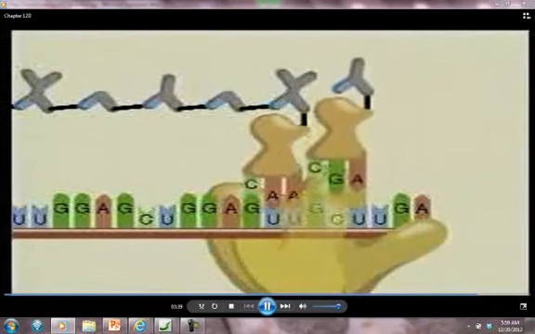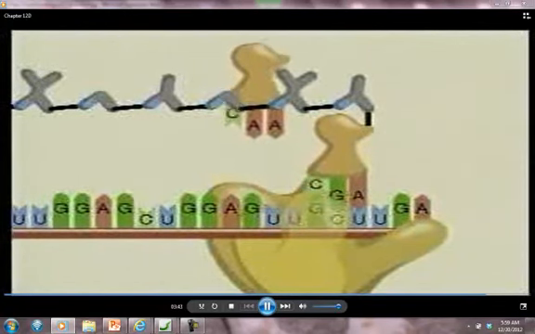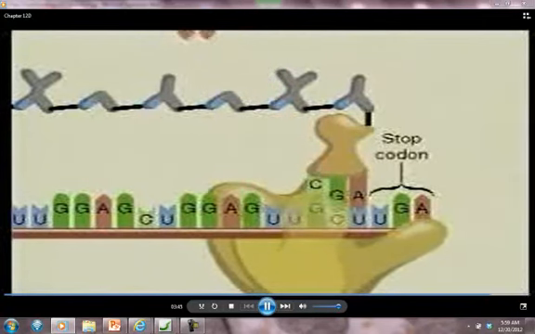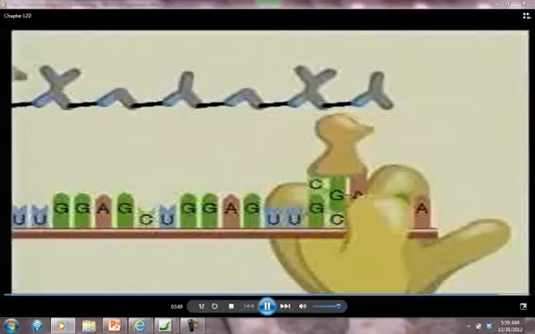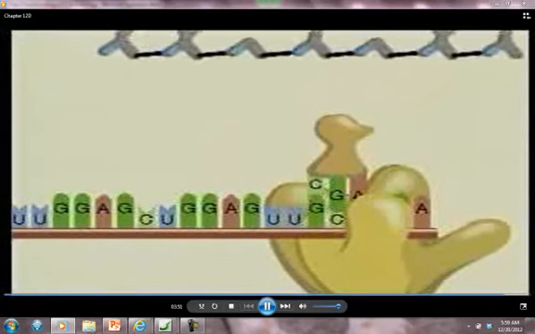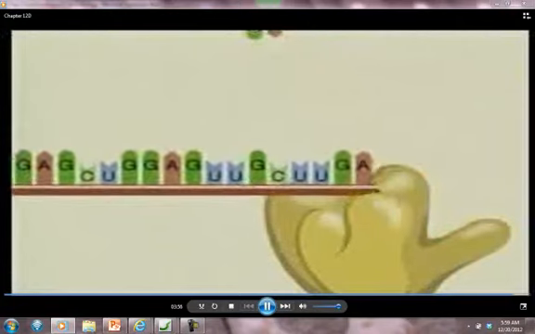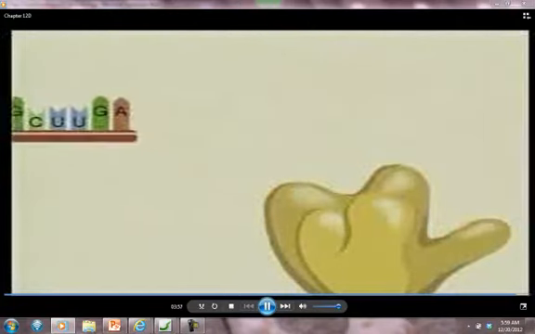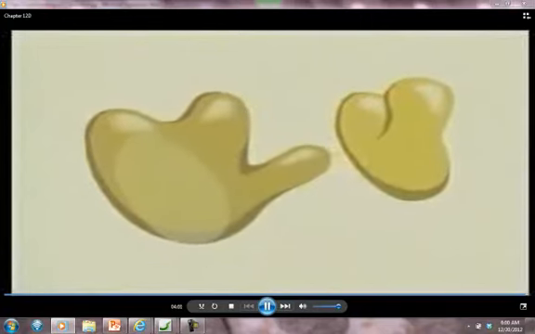The ribosome continues to move along the mRNA. At the end of the mRNA, the ribosome encounters a stop codon, such as UGA. The completed protein is released. The tRNA floats off, and the mRNA detaches from the ribosome. The ribosome splits into small and large subunits.